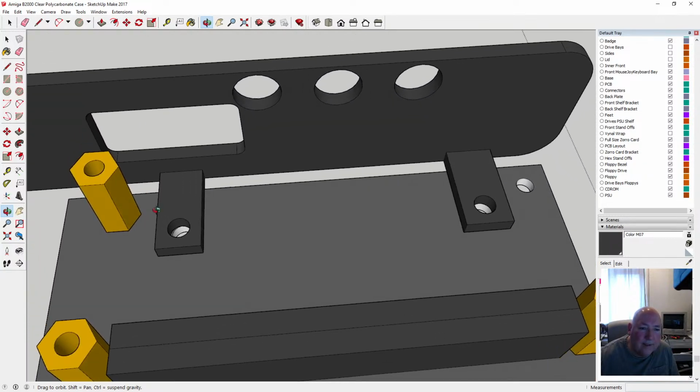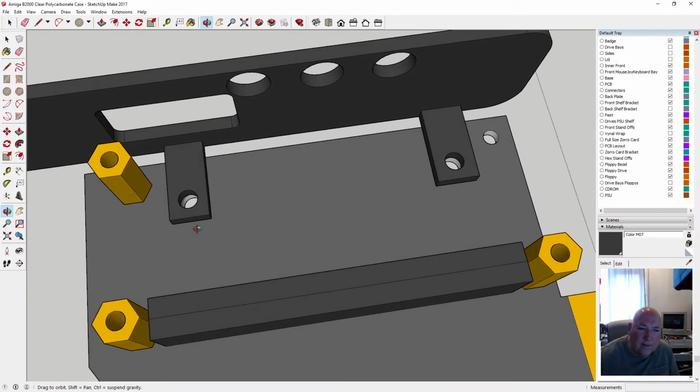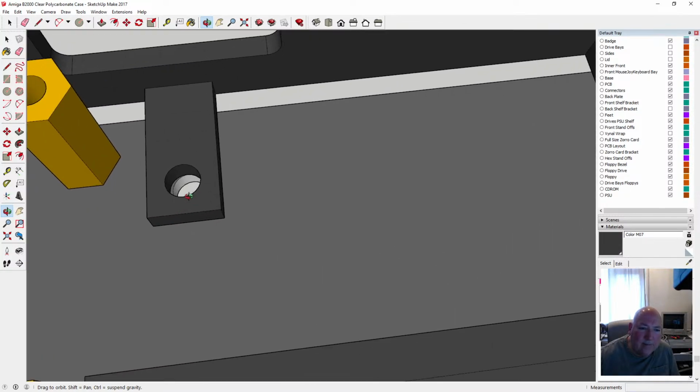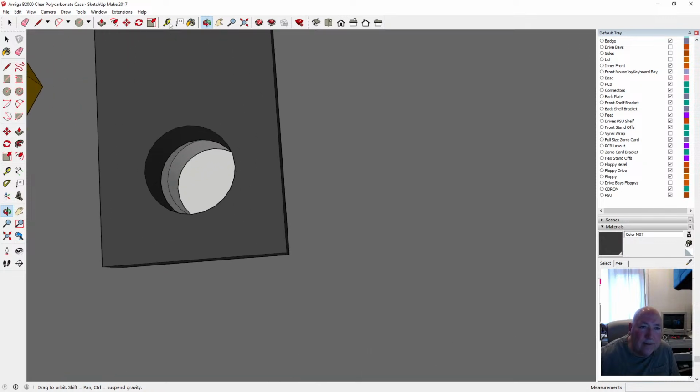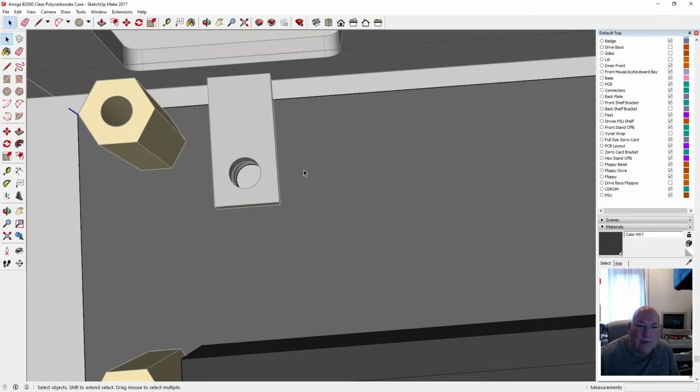Yeah. Some of my holes might be slightly out, so let's just make that hole. What's the difference between that hole and that hole? Let's have a look. 0.25. I can be forgiven 0.25 of a mil.